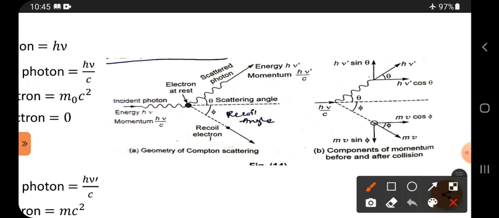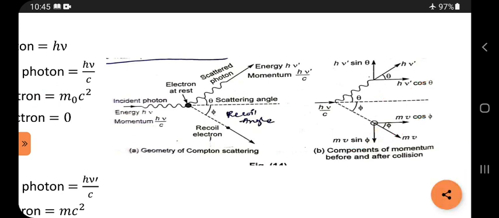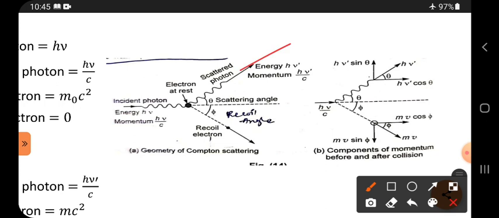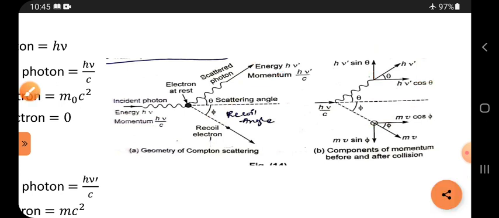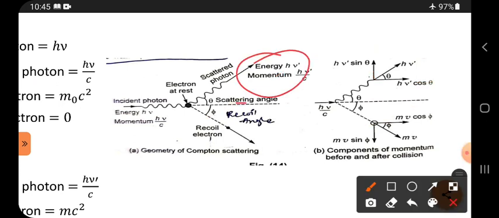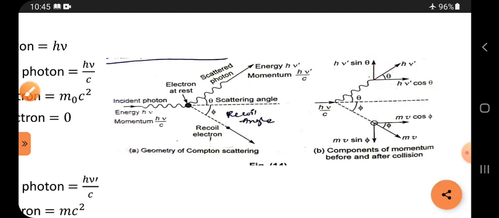Here the components of momentum before and after collision are also shown clearly, in this second diagram. In the first diagram, energy and momentum are also shown, but only along one direction. Here the directions are resolved into x direction and y direction. That is the difference between these two diagrams.